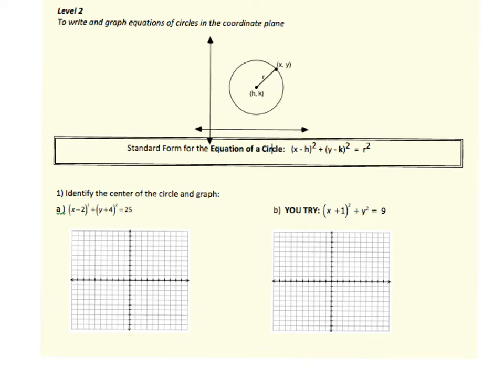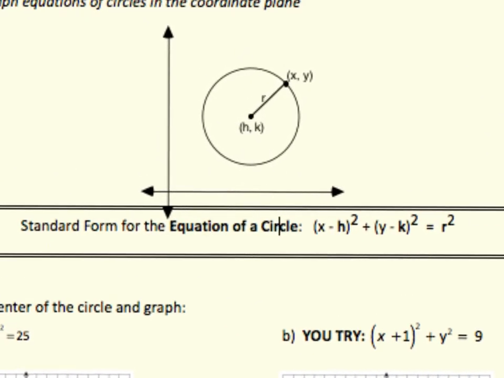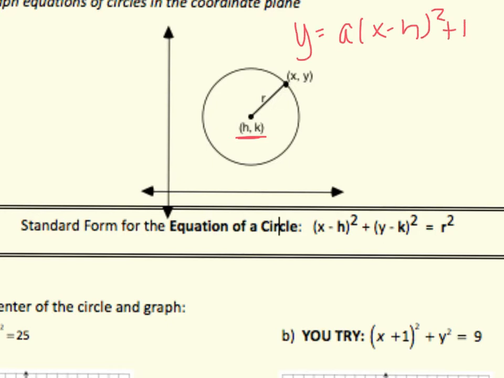Okay, so level 2 notes, we want to graph and write the equations of circles in the coordinate plane. So here in your picture, you've got a circle, obviously, and the center of the circle is h comma k, so very similar to our parabola. If you remember, your parabola was a times x minus h squared plus k, where h and k were your center or your vertex. Very similar in a circle.